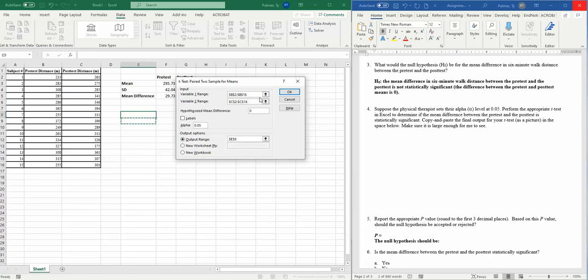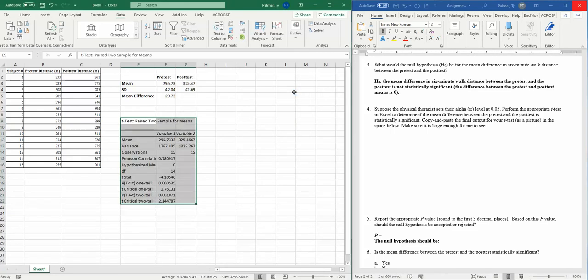Now that we've included all of our values, we've selected our data and inserted the appropriate values in the correct spots, we're ready to go. Let's perform our dependent samples t-test. We can perform it by now clicking OK. Okay, now we've performed our dependent samples t-test, and this is our final output for that test.